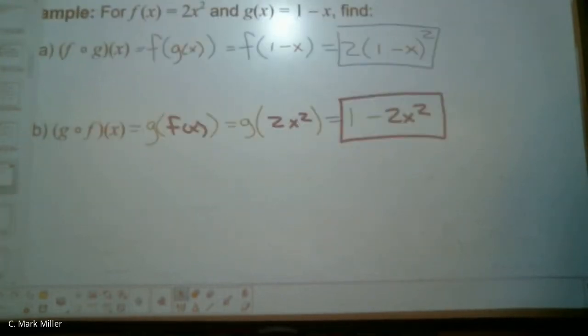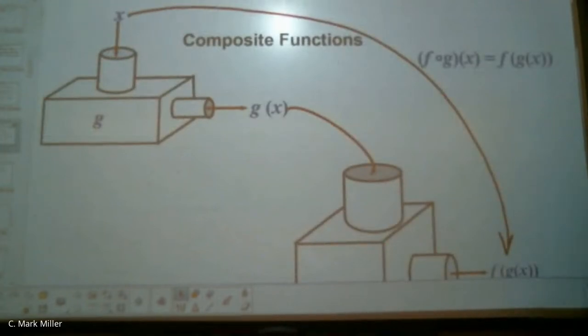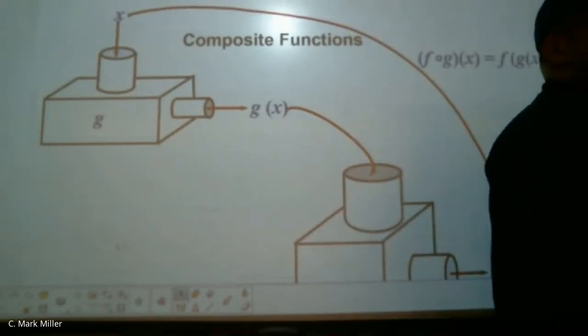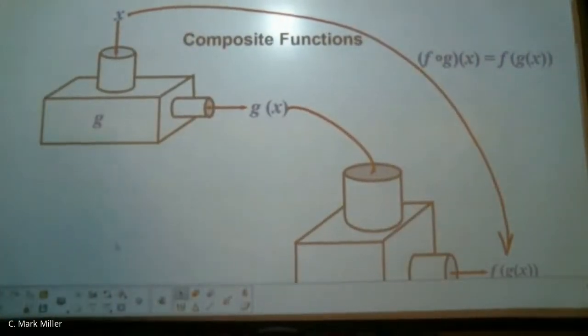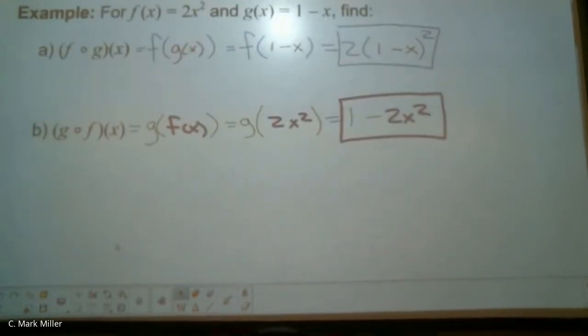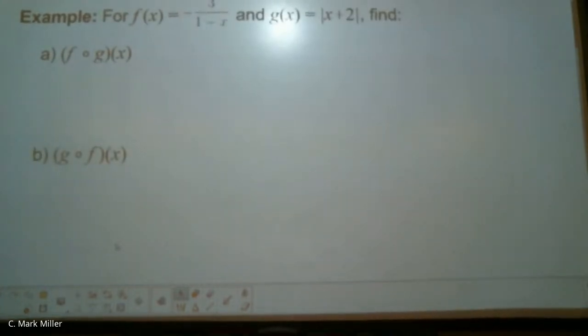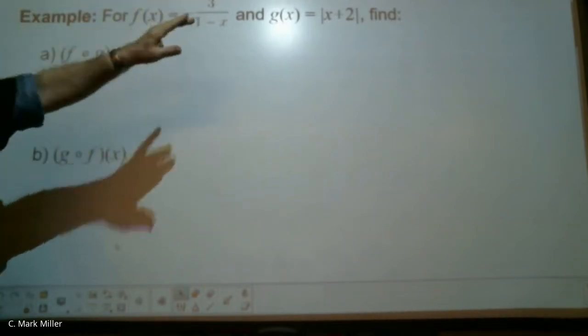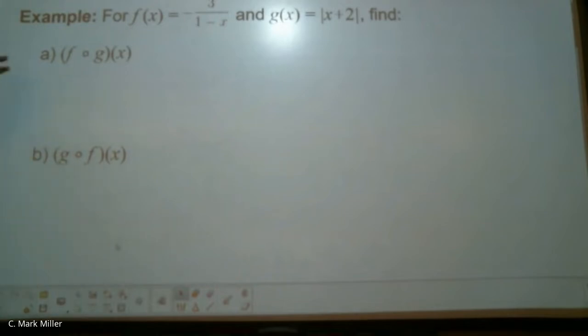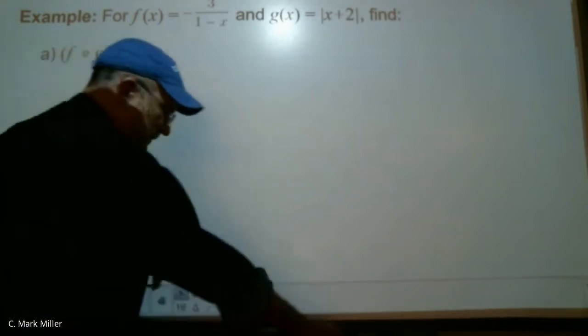Here we go, right here. We had left off with composite functions. Composite functions are a function of a function. So we take the result of one function, and it becomes the input into another function, right? And we computed a couple of these. How about this one? For f of x equals that, g of x equals absolute value of x plus 2, find g of f of x and f of g of x.